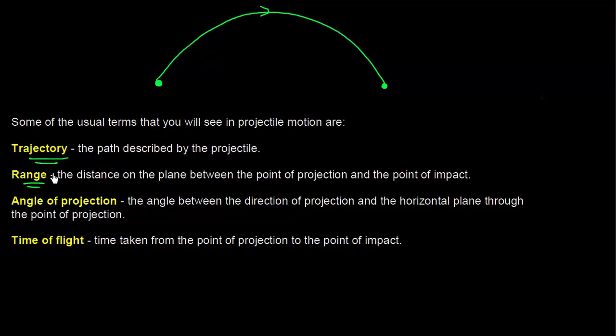Now, what is the range? Range refers to the horizontal distance traveled. This is the range. Okay, what is the angle of projection?